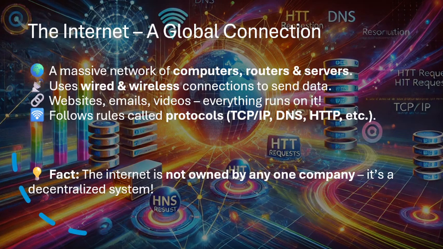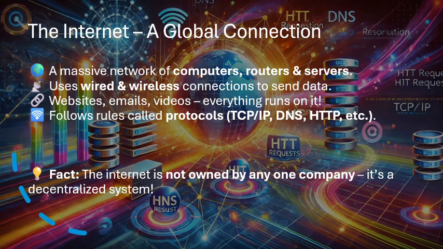We'll start with what is the internet. The internet is a global connection. It is a massive network of computers, routers, and servers all communicating with each other. The internet uses both wired and wireless connections to send and receive data.